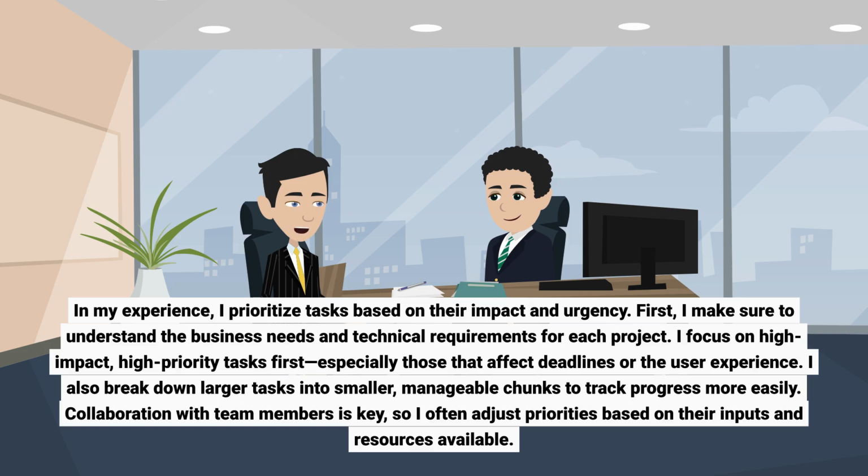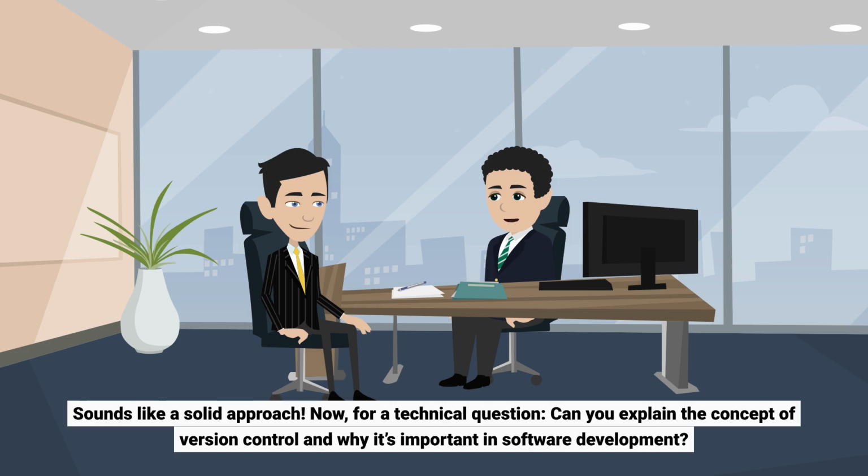I also break down larger tasks into smaller, manageable chunks to track progress more easily. Collaboration with team members is key, so I often adjust priorities based on their inputs and resources available. Sounds like a solid approach. Now, for a technical question. Can you explain the concept of version control and why it's important in software development?